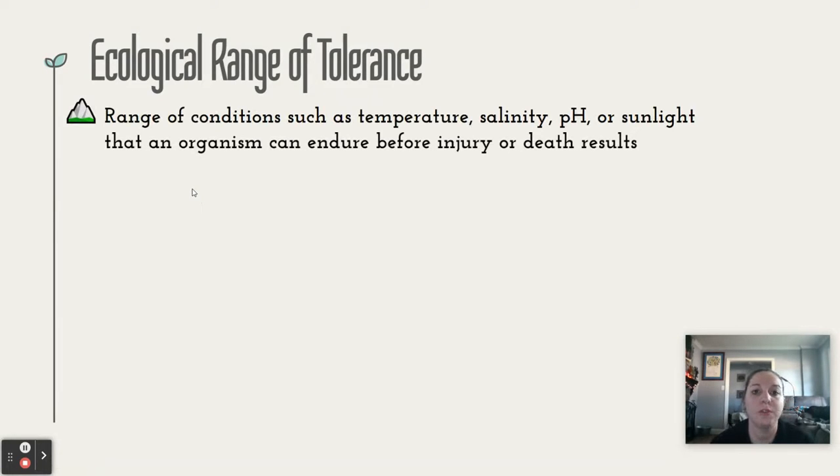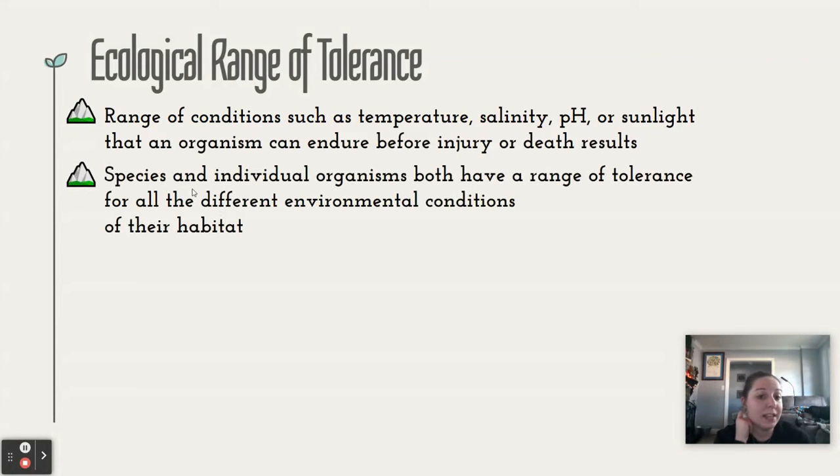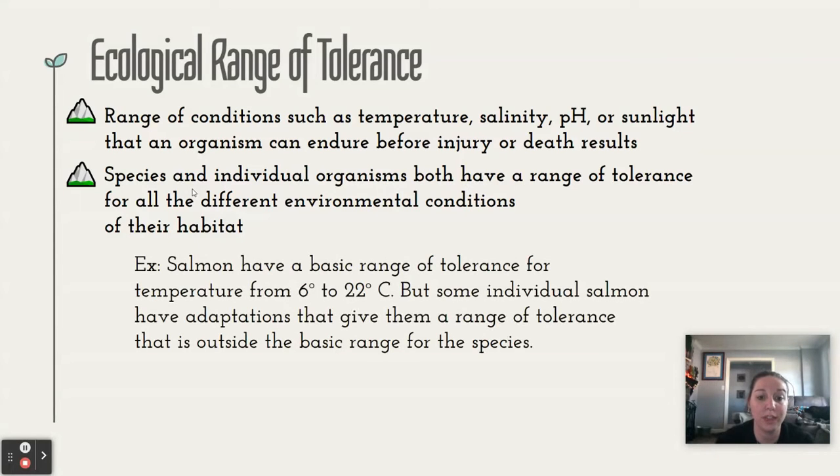So, what ecological range of tolerance is? It's just whatever range of conditions an organism can endure before they're going to either sustain injury or they're going to die. This could be things like temperature, pH, sunlight, salinity, a bunch of different things. It's important to understand that species as a whole and individuals within that species are going to both have a range of tolerance for all the different environmental conditions, and that is due to that genetic diversity we talked about.